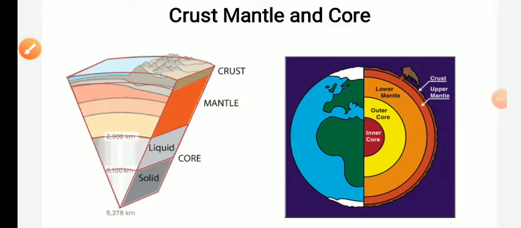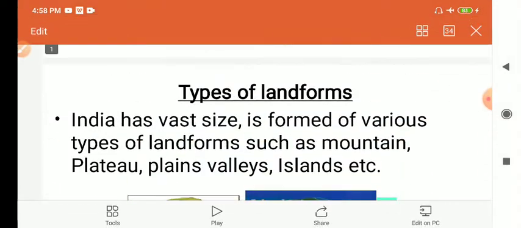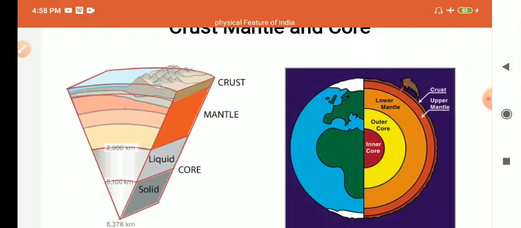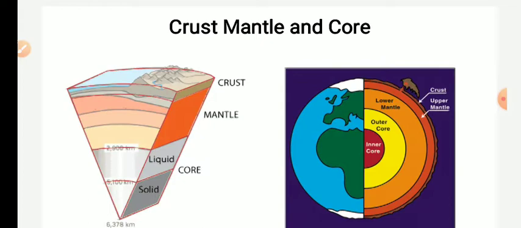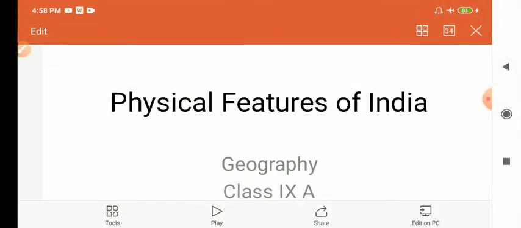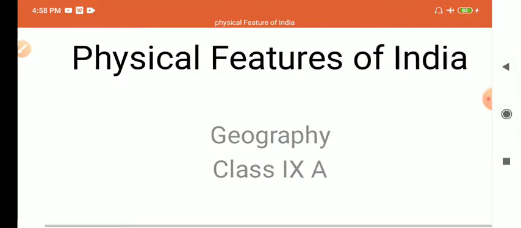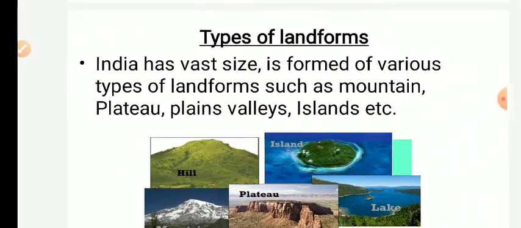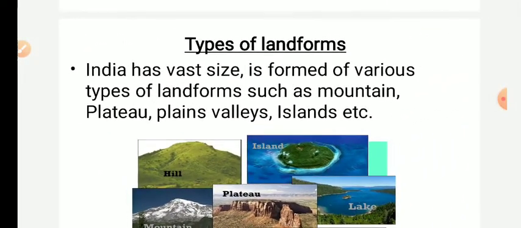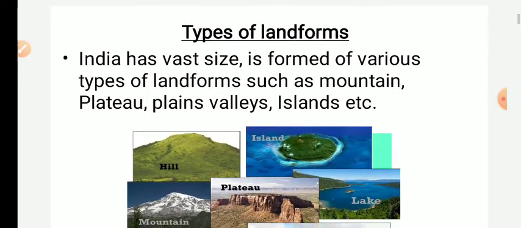Hello everyone. Today in this video we will study chapter 2 of 9th class geography. The chapter name is Physical Features of India. Okay, so let's start. Before studying this chapter, the first thing we should know is the types of landforms.